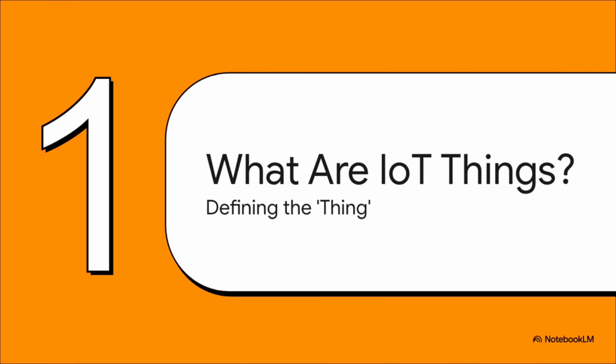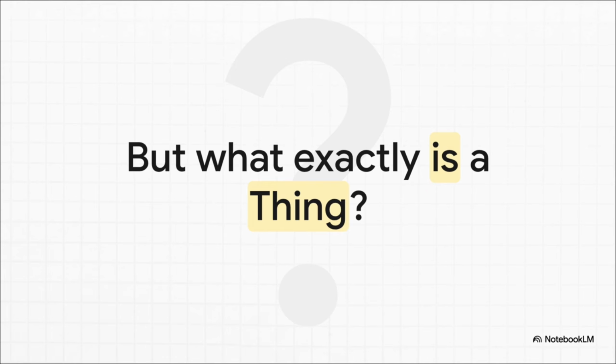All right, section 1. What are IoT things? Let's figure out the absolute baseline unit of this massive network. We toss the acronym IoT around all the time, right? But I want to ask you directly, what exactly gives a piece of hardware its own distinct thing identity? Like, what transforms a plain old simple object into an autonomous participant in the digital realm?